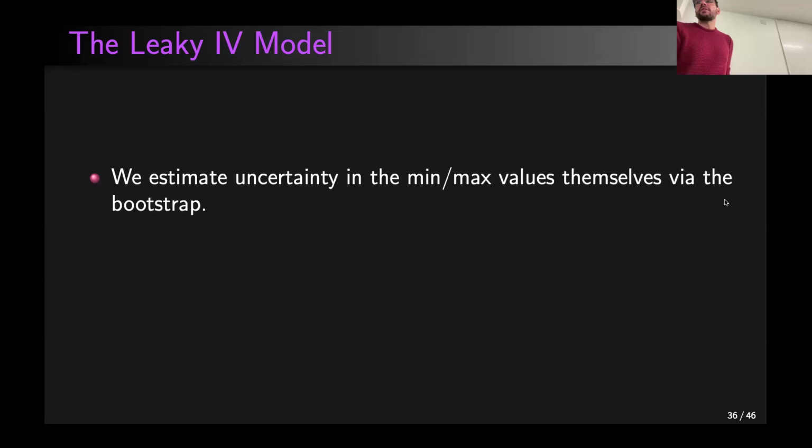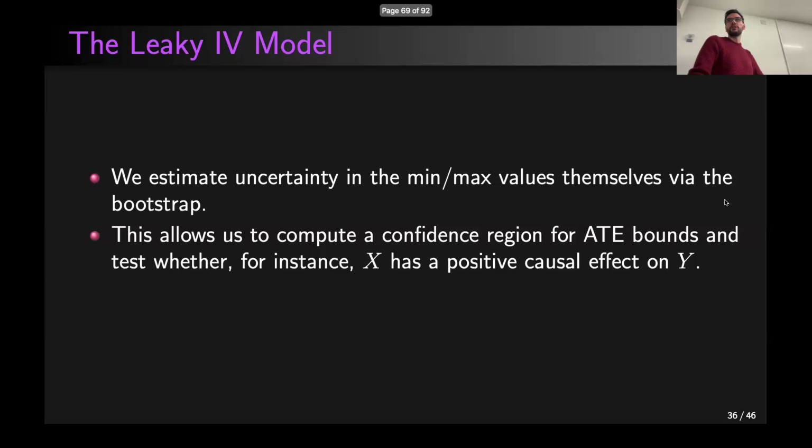Now, uncertainty in the min-max values themselves, we can do just via a simple bootstrap. There's nothing terribly fancy going on here. But what's kind of nice about this is that we get a confidence region for the ATE bound. So remember that we get a min and max for any fixed covariance matrix, right? So I can start to get a region for the two of these, this sort of bivariate space. And why is this interesting? Well, this allows us to make claims like, at p-value less than or equal to 0.05, for instance, X has a positive causal effect on Y. If your minimum is consistently above 0, you could make this sort of claim.